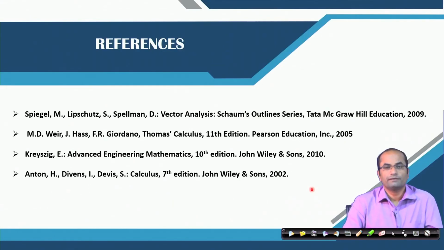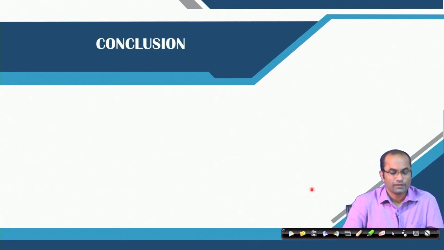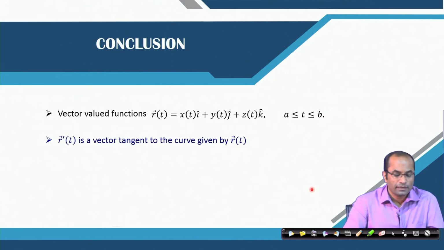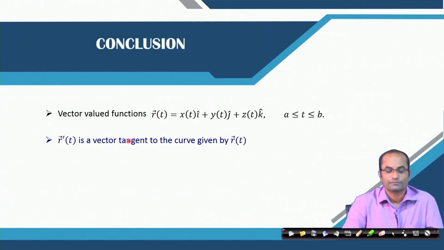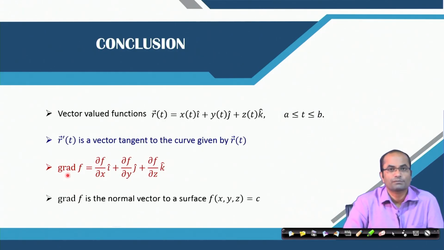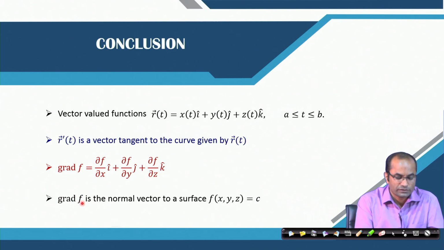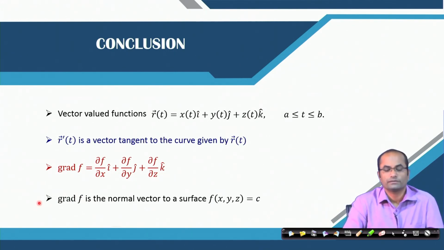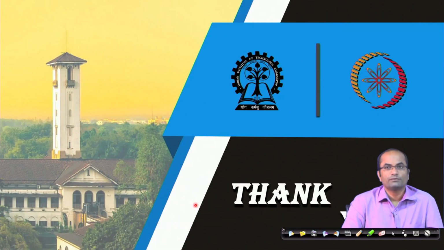So, these are the references we have used for preparing this lecture, and to conclude, we have gone through the vector valued functions. That was a new concept which was not covered in calculus. And second, the most important, that r prime, just the derivative of this, is the tangent vector to the curve given by r t. And grad f, another important concept we have covered, which is defined by this expression, and most importantly, grad f gives us the normal vector to the surface f x y z is equal to c. So, thank you very much for your attention.